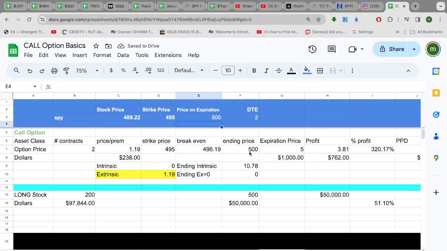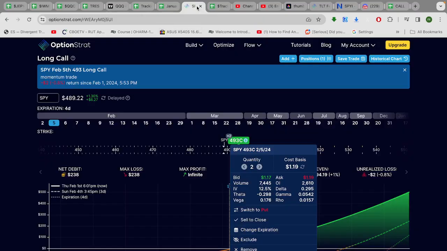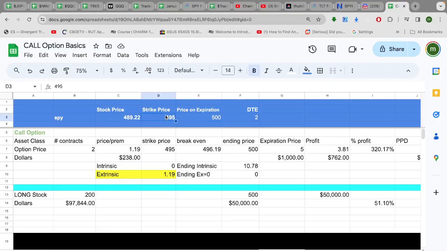And if we can get this thing to go to 500, well, let's look at this first. Okay, when we buy it for $119, that's all extrinsic premium because it's out of the money. The market's trading at $489, and we buy a $490. Was it a $495? It's pretty far out of the money. No, it's a $493. I wrote the wrong number here, and $495 would be too far out of the money. We bought the $493, right? All right, break even's $494.19.